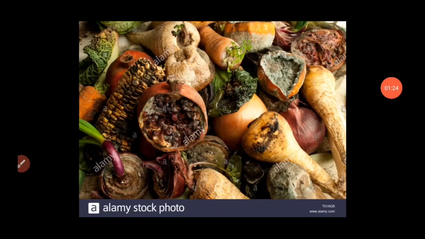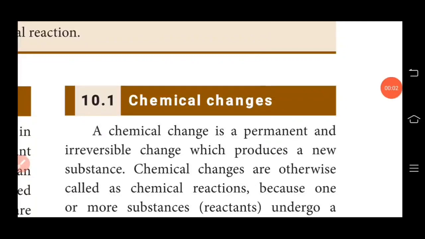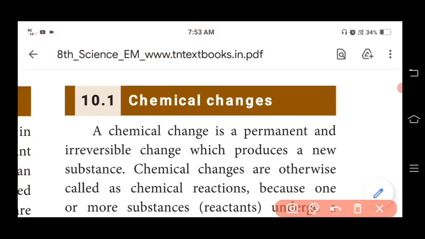So in this lesson, you will study chemical changes, the factors determining chemical changes, and the effects of chemical changes. Let us move on to our first important topic, chemical changes.